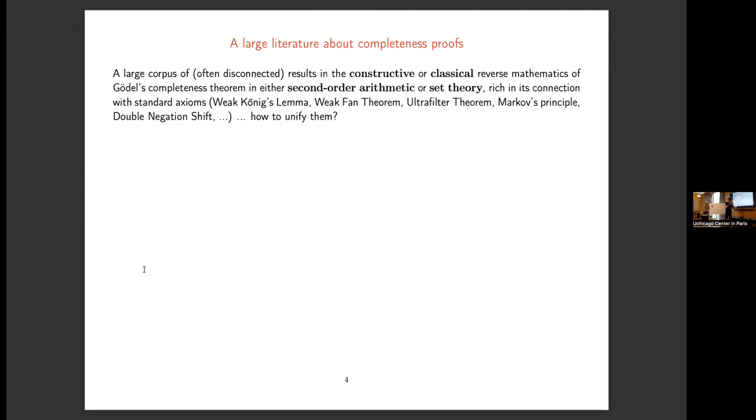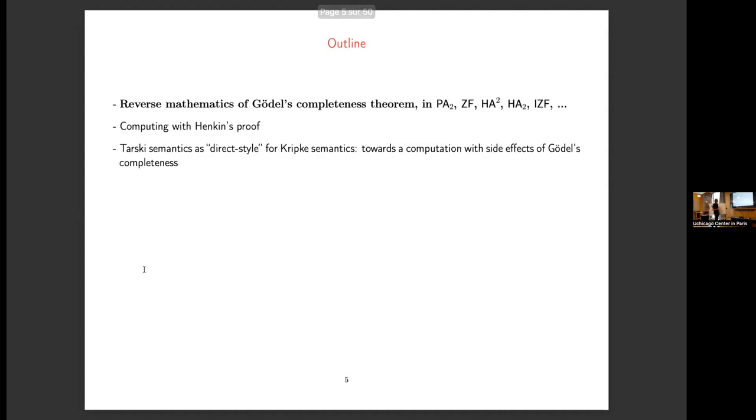All the work that's done with the axiom of choice and the strength of the axiom of choice in set theory is a kind of reverse mathematics. And then Gödel's completeness has this particularity that it is studied in classical reverse mathematics, in intuitionistic reverse mathematics, in set theory, in arithmetic, and in each case we have a different result. So how to sort that out? I made three kinds of works about Gödel completeness. I will present only the first one.